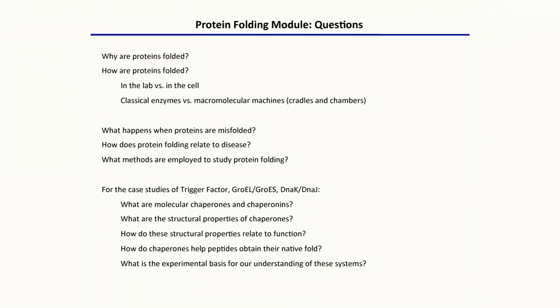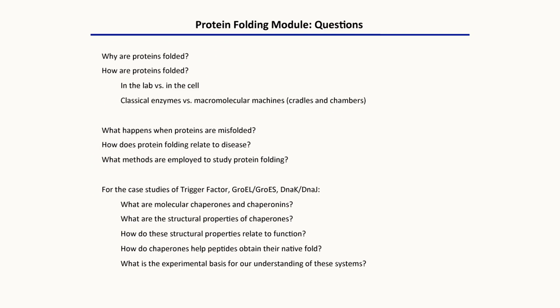So what are our questions for this module? So why and how are proteins folded? And in terms of how, in the lab versus in the cell, classical enzymes and macromolecular machines. What happens when proteins are misfolded? How does protein folding relate to disease? What methods are employed to study these phenomena?